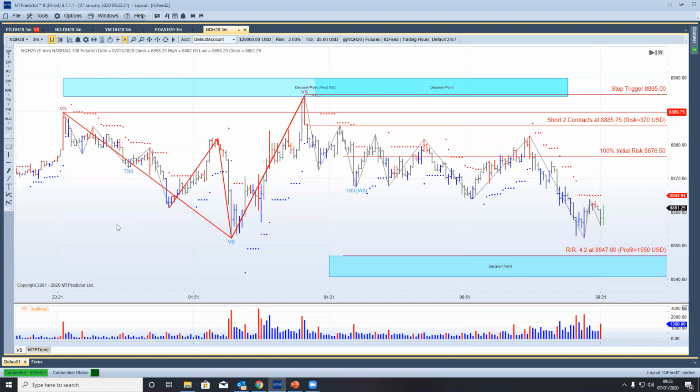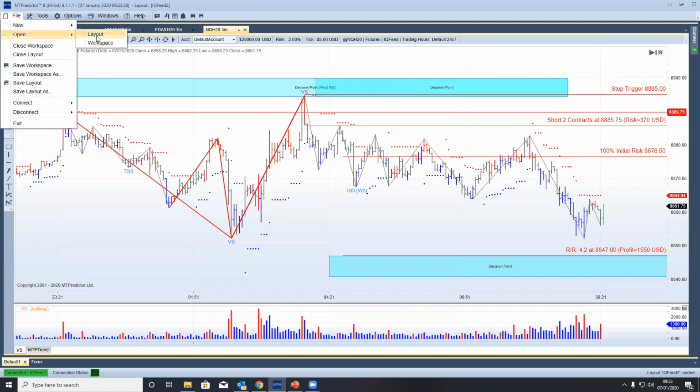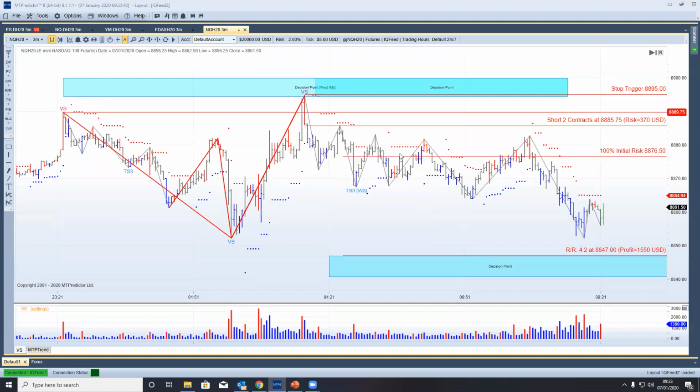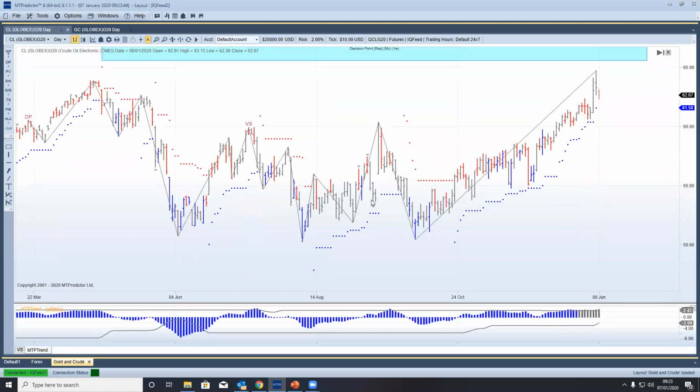Right, so are there any questions on the VS setup that we have already? P8 says there's a nice VS sell on the daily chart of gold. So actually, interesting enough, we ought to have a look at gold and crude oil, shouldn't we? Because that's fairly topical with what's been going on in the Middle East.